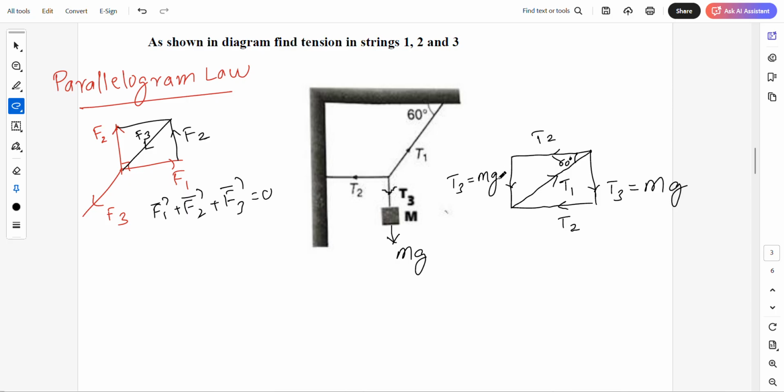T3 is equal to mg. Now you can use tan of 60 degree. Tan of 60 degree, opposite, that is perpendicular, T3 by what? T2. From here you can calculate T2 because already you know T3. T2 is equal to T3 by tan 60 degree.